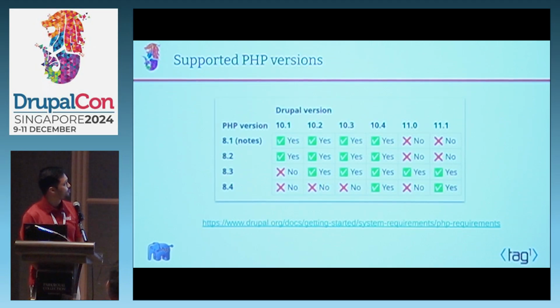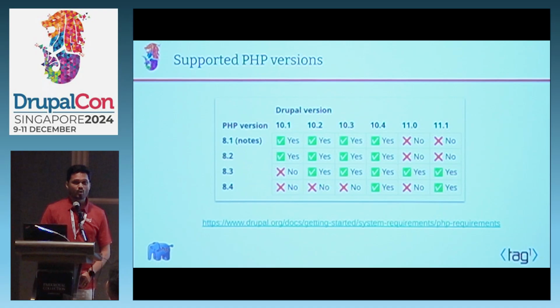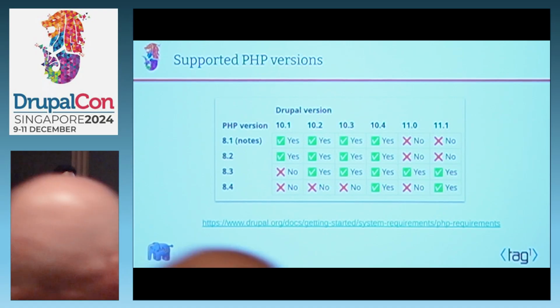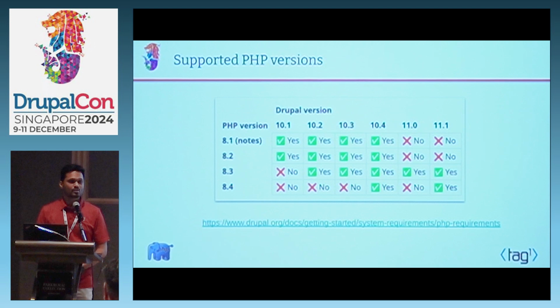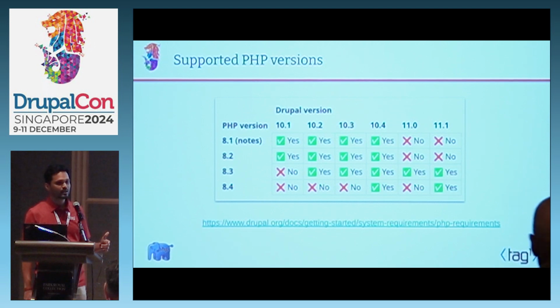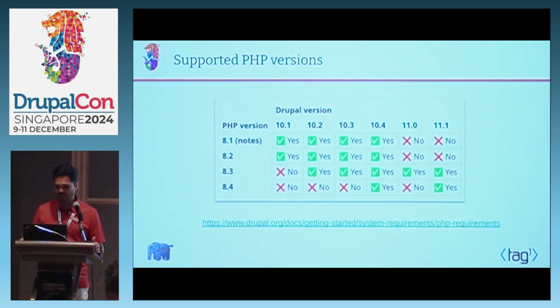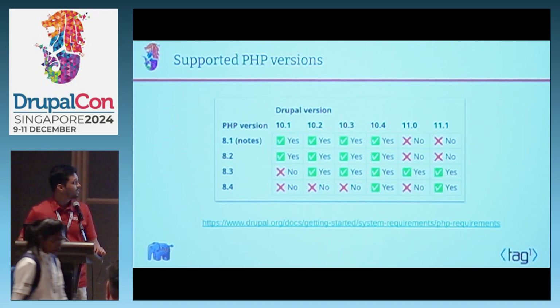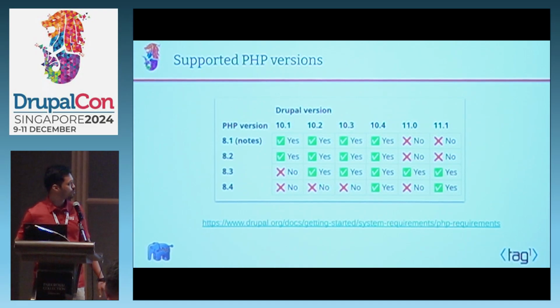So these are the supported PHP versions. The previous slide was about required PHP versions, and these are the supported PHP versions. And as you can see, Drupal 10.4 does support all of the versions of PHP 8. So PHP 8.1, which is in the maintenance window, is still supported by Drupal. It drops support after Drupal 10.4. So Drupal 11 will stop supporting PHP 8.1 and 8.2.